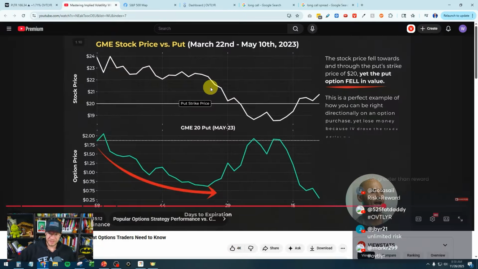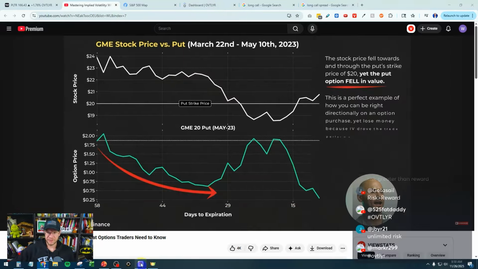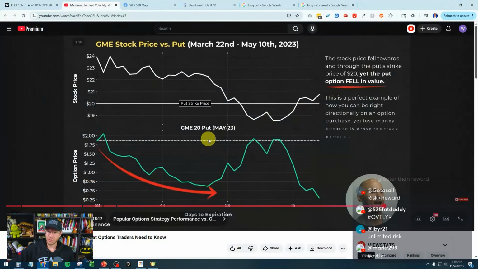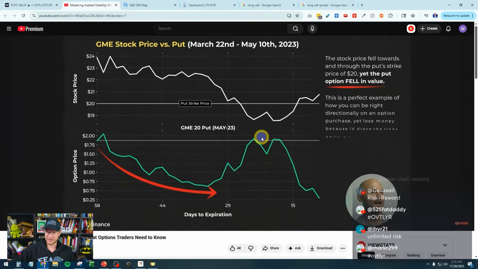That is because it was the extrinsic value. It was this value going away. It was the uncertainty value getting less uncertain and getting more certain. And then as it continued to go down, delta, as it went in the money, delta started to gain and overwhelm the extrinsic value. And that's why the price went up. Pretty cool, right? You guys are seeing how this all clicks together?